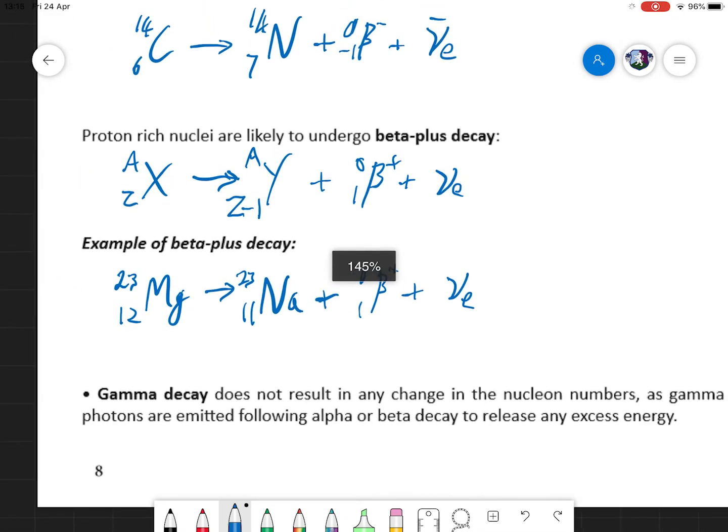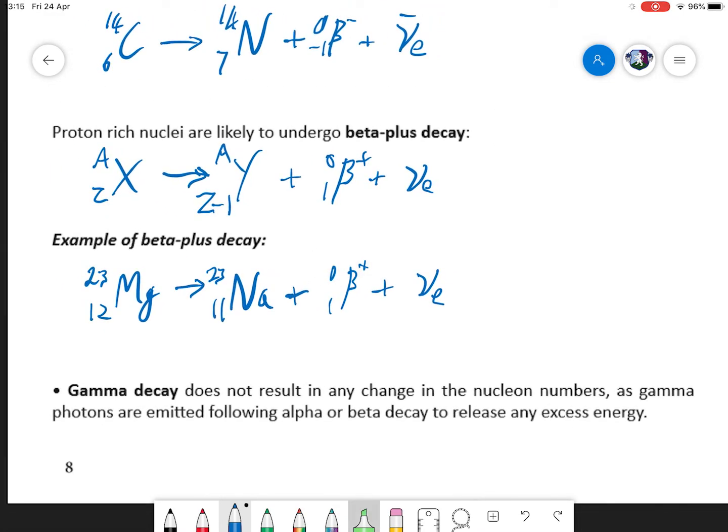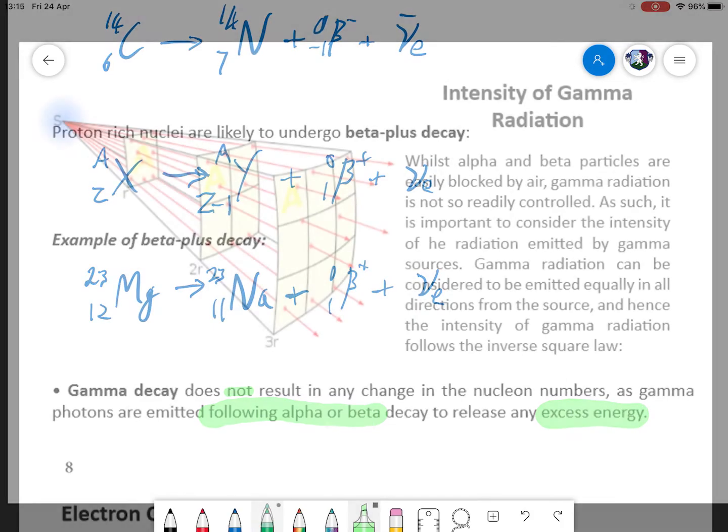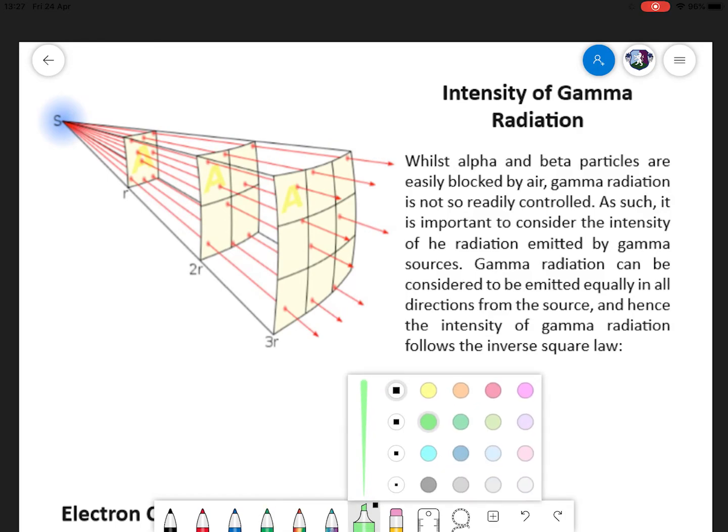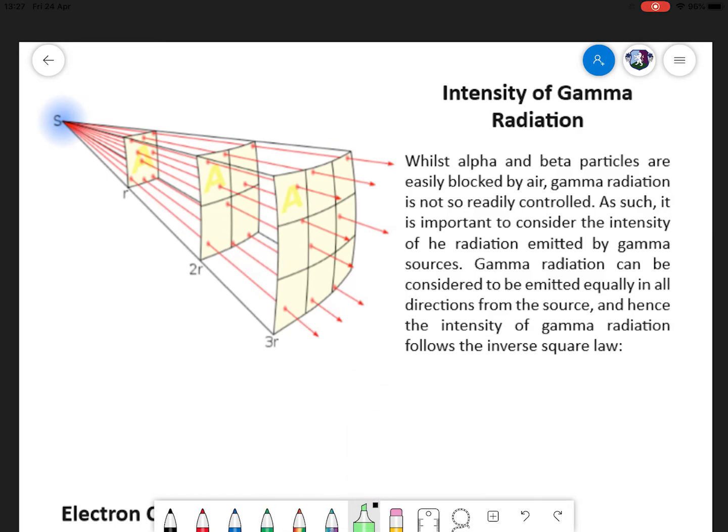Now, luckily, that's it for equations, because gamma causes no change to the nucleus. It causes no change to the particles, just the energy present. So any excess energy can be released as gamma rays during or following an alpha or beta decay. So they could be tacked on, but it's unlikely, and it definitely won't appear on its own. However, gamma is covered instead through this.